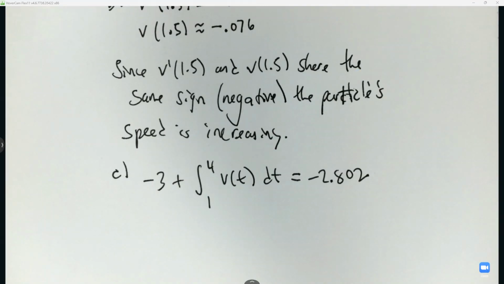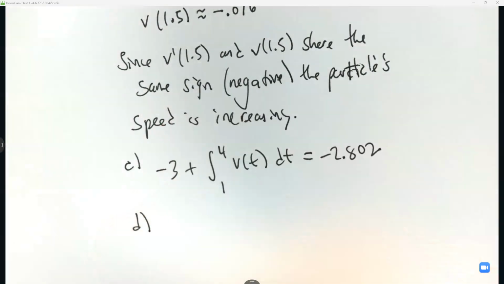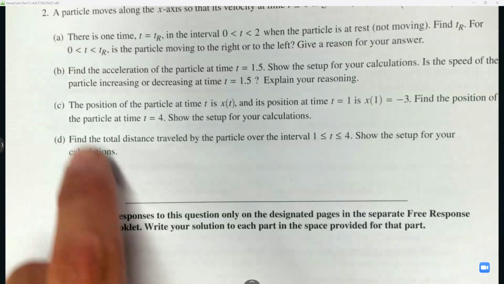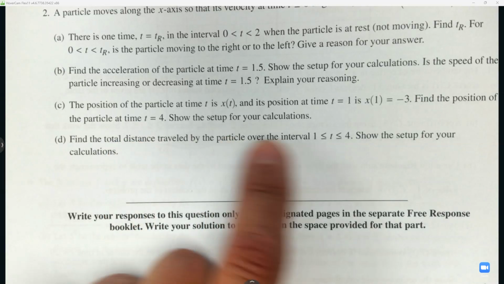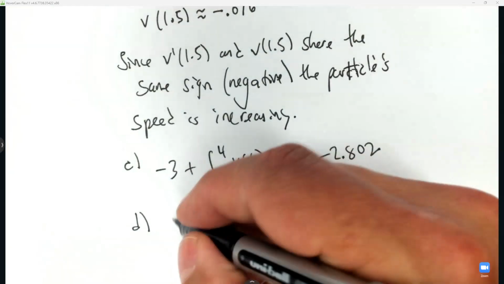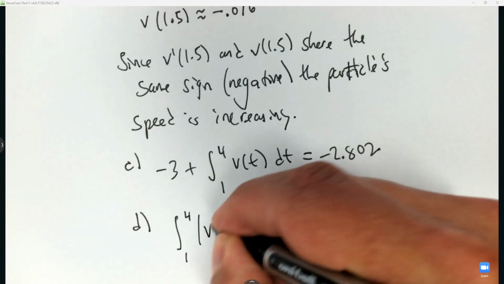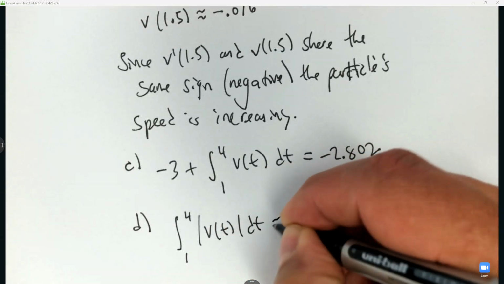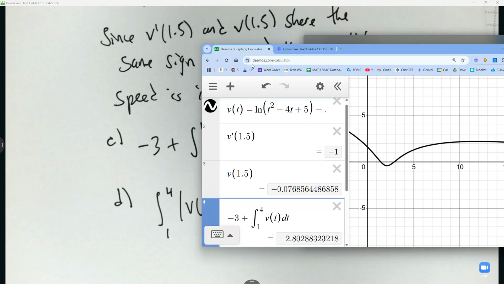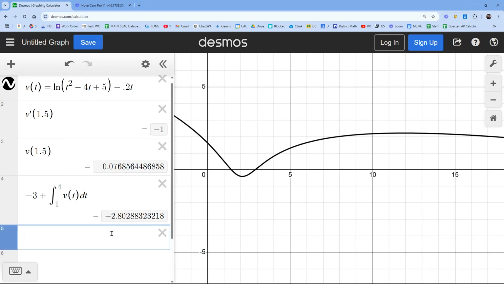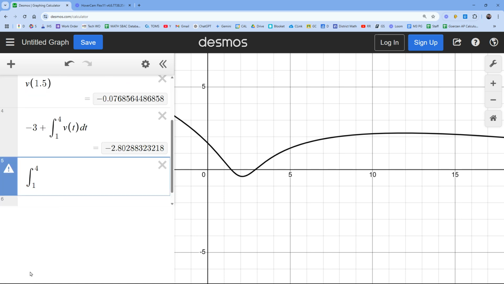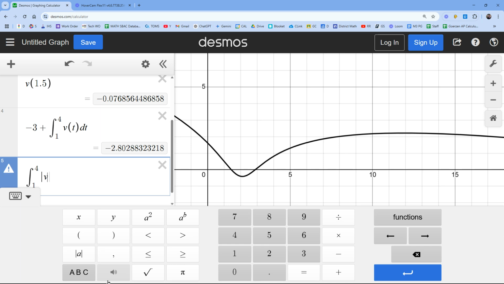All right, last part here, part D. Find the total distance traveled by the particle from 1 to 4. So to find the total distance, we integrate from 1 to 4, and it's the absolute value of velocity. And then we type it in, and we have our answer. So again, we're going to integrate from 1 to 4. Absolute value, so I need the keyboard and go absolute value of that velocity. And it's 0.958. That's it.